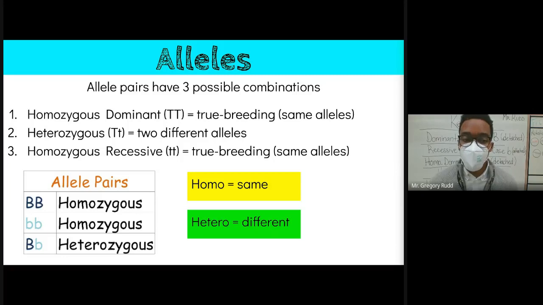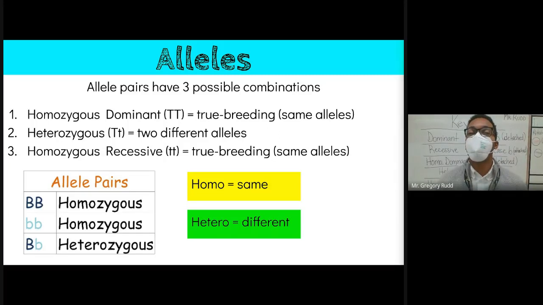Now, the one that can be a little confusing is heterozygous. Hetero means different. So I've got two different alleles. In this case, I'm capital B and I'm lowercase b. I got one dominant allele from one parent and the other parent gave me one recessive allele. So what do we think I'm going to be if I'm heterozygous? Will I have detached earlobes or attached earlobes?